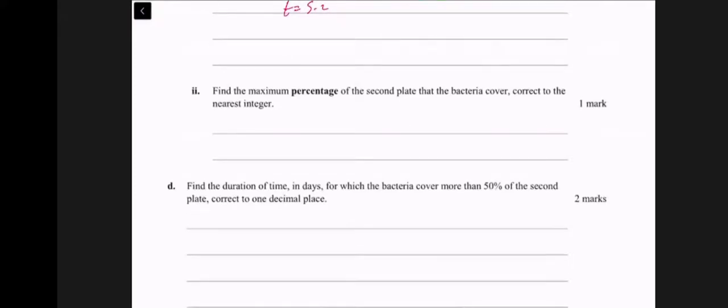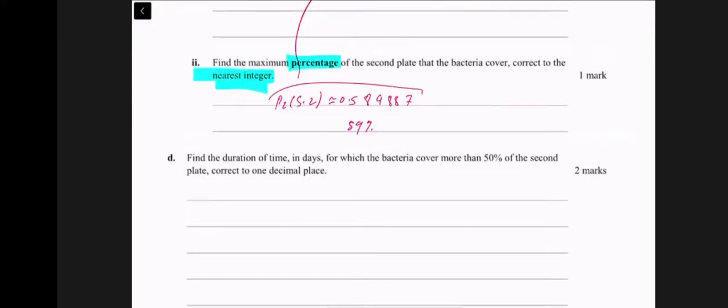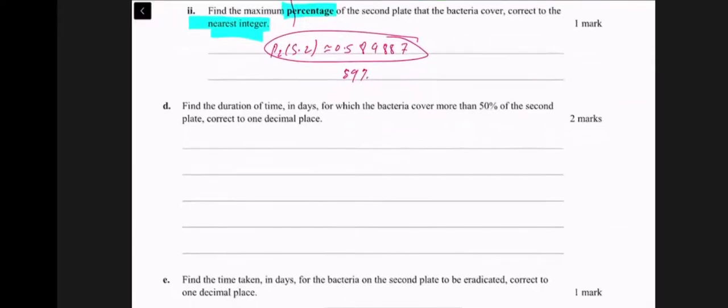So find the maximum percentage, so you just sub in your answer from here. So P2 of 5.2, but make sure you keep all the decimal points from here. Just don't round it off for the use in this question. And I got 0.59887. So that's approximately 59%. Again, just keep in mind what they want. So like nearest integer and percentage. So if you wrote this, it would be a giant waste of time because you got the answer, you just didn't write it in the right form, and they still won't give you the mark.